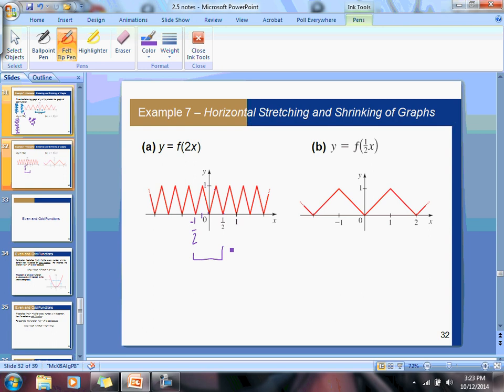So you can see that the graph gets much skinnier. It's much compressed. You have a lot more of the zigzags in the same amount of space. Or you could think of it as taking less space to get one of those little zigzags.